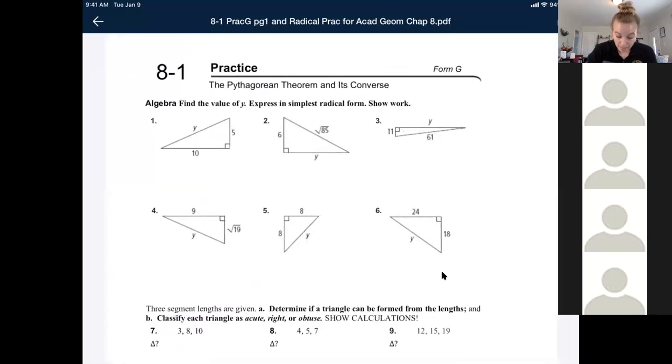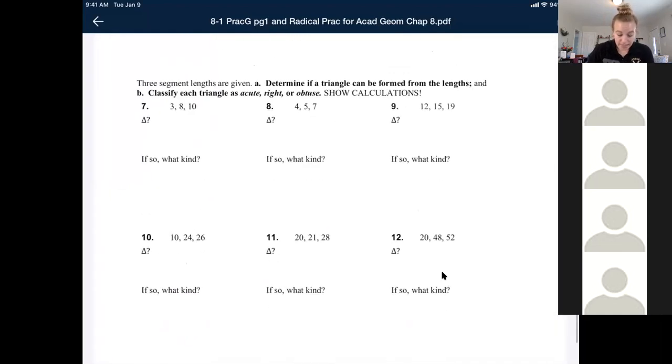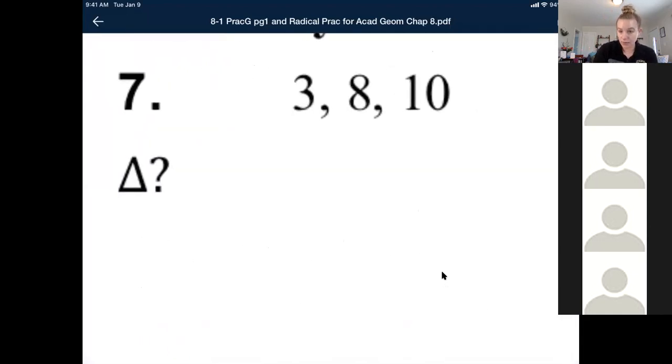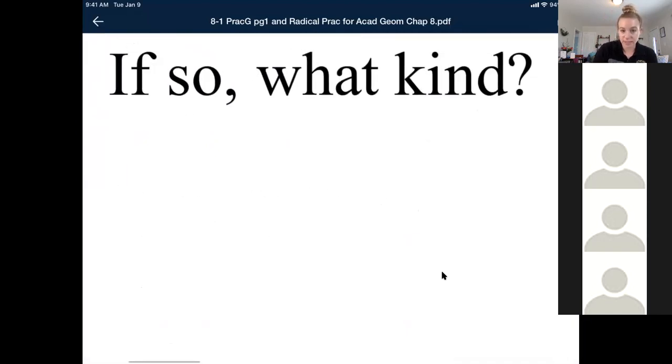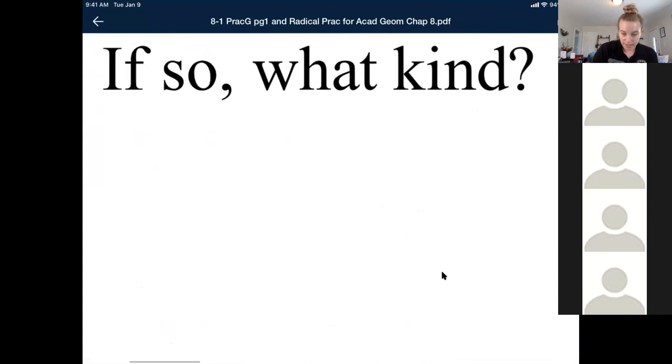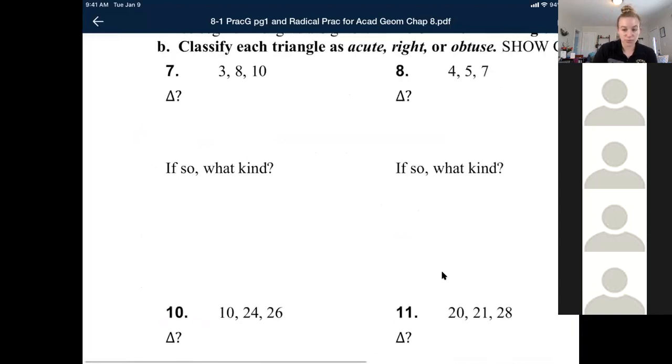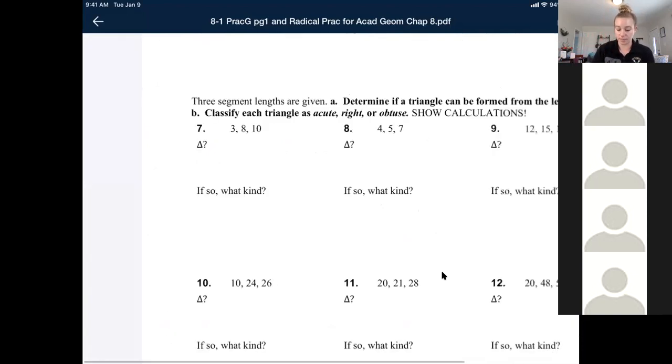I've got some basic Pythagorean theorem at the top. 7 through 12 is just like the 4 problems we just did. You have to show me, is it a triangle, on the top part where this triangle question mark is. You have to do the 2 pieces. So like 3 plus 8, see if that's greater than 10. And if it is, then we have to do c squared equals a squared plus b squared underneath it. If you just write right or acute willy-nilly, we're going to have an issue. You need to show me that work. This is like the last 4 we just did.